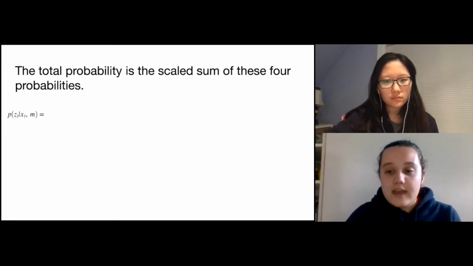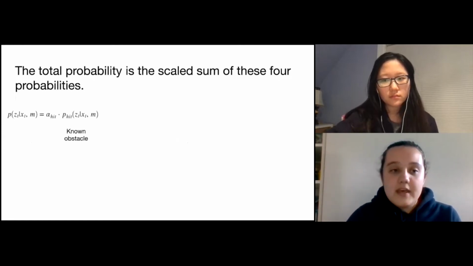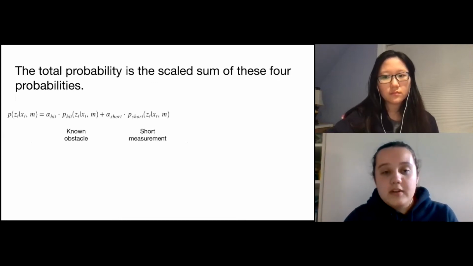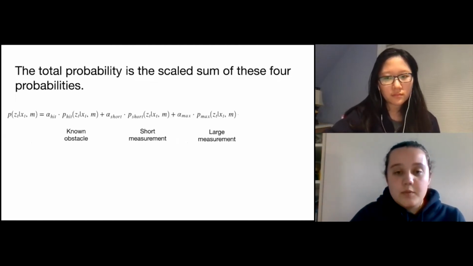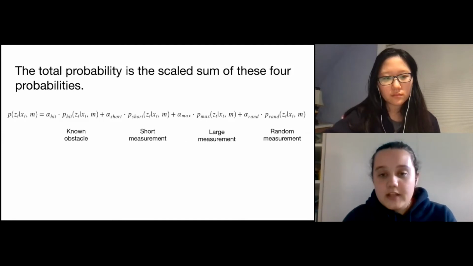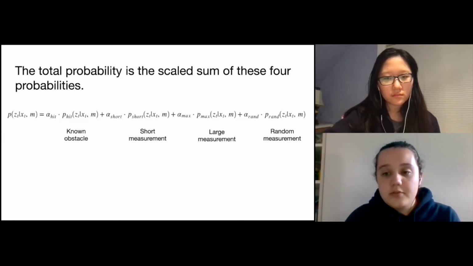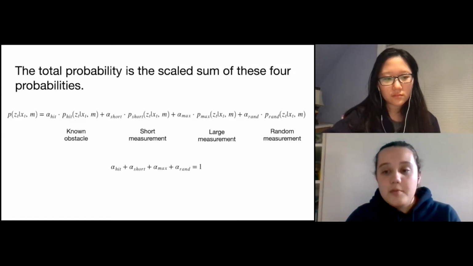So we have to scale and add up all these probabilities to calculate the total probability. First, we look at the probability of a known obstacle, p hit, and we scale that by alpha hit. Next, we look at the probability of a short measurement, and we scale that by alpha short. Then we look at the probability of a large measurement, p max, and we multiply that by alpha max. Finally, the probability of a random measurement is scaled by alpha rand. All of these scale factors have to add up to 1 to maintain the fact that the probability should be no more than 1.